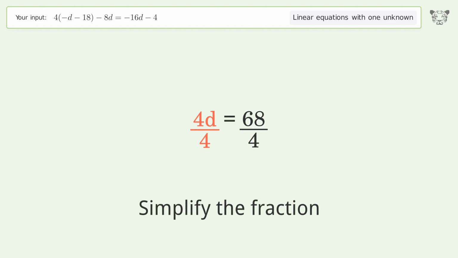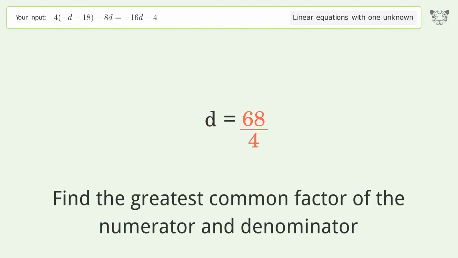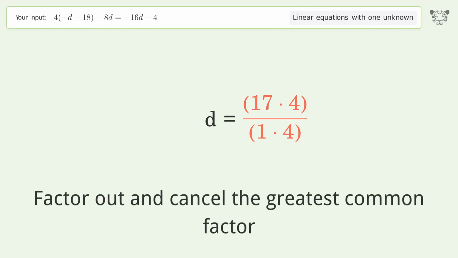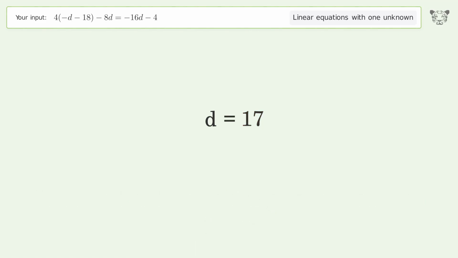Simplify the fraction. Find the greatest common factor of the numerator and denominator. Factor out and cancel the greatest common factor. And so the final result is d=17.